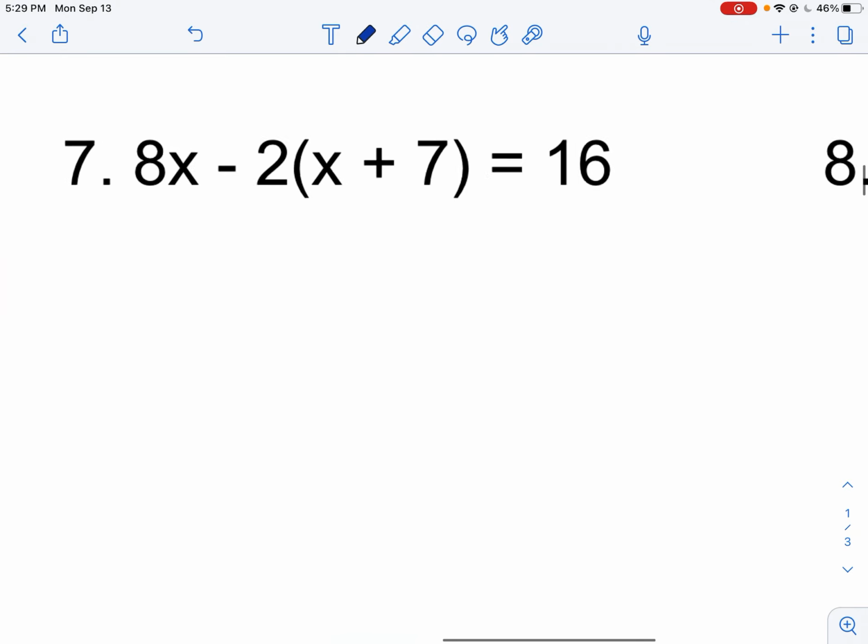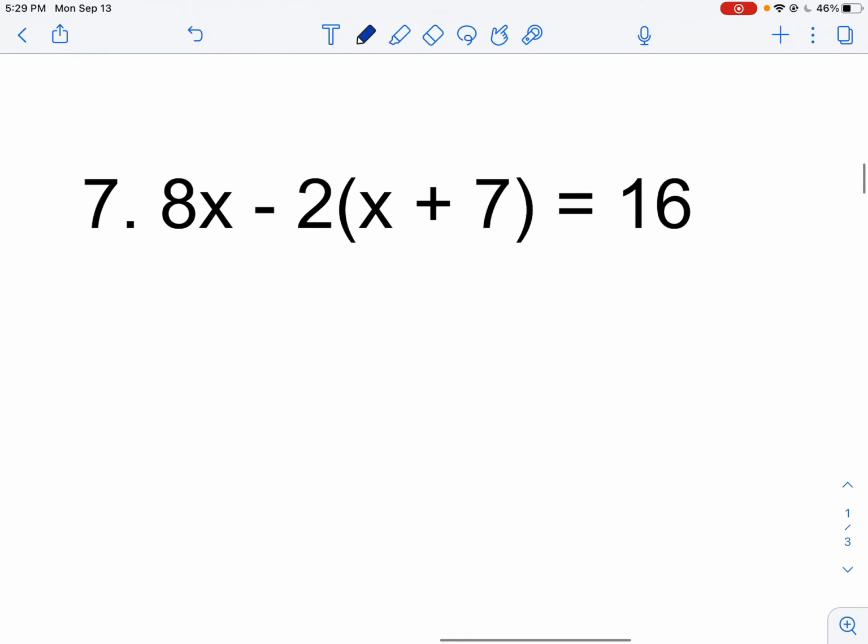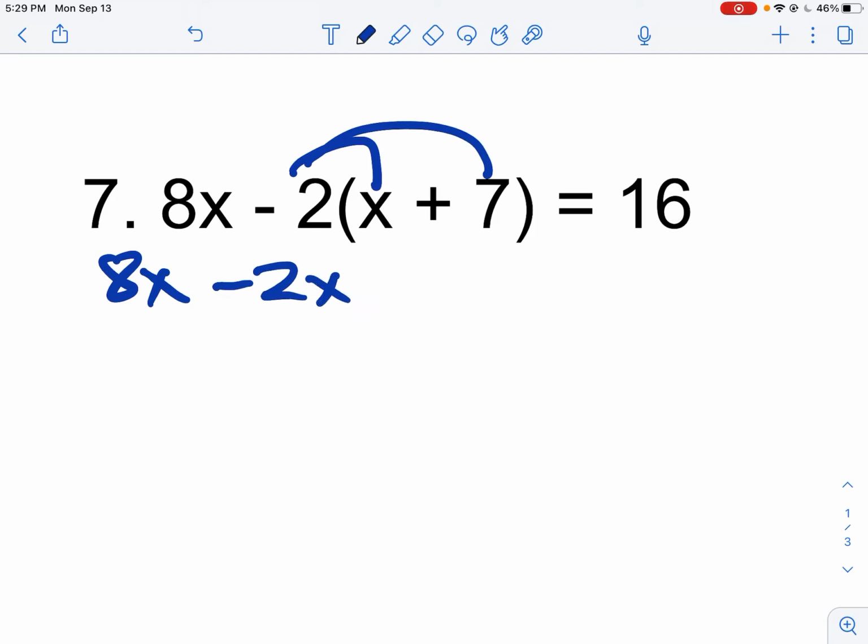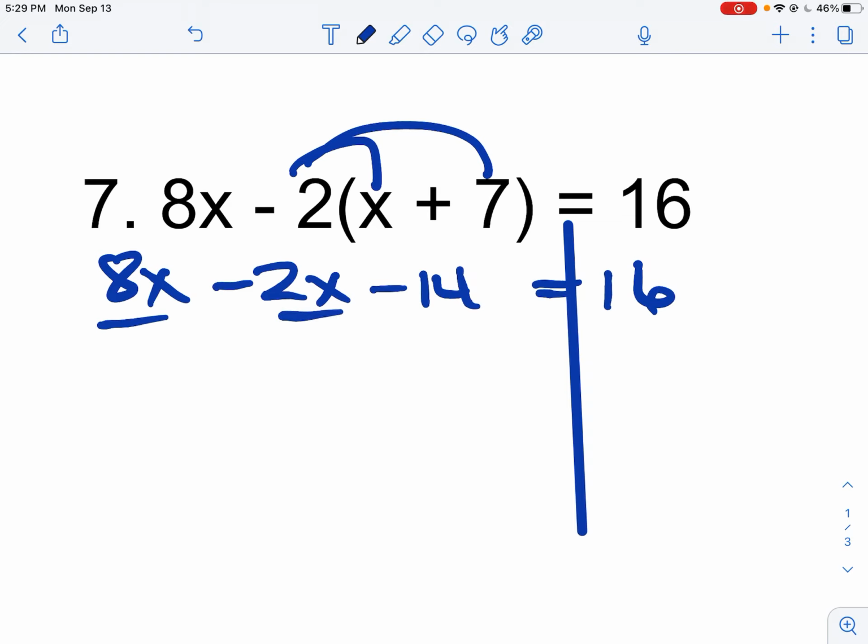So x equals 4. Remember, the 8x is not being multiplied by what's in the parentheses. It gets written straight down. So I multiply this, negative 2x, negative 14 equals 16.